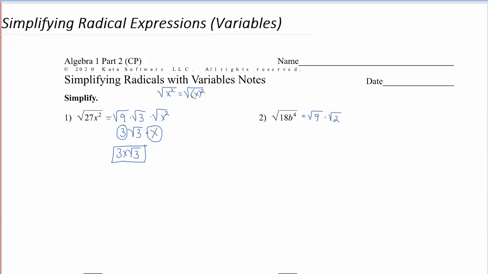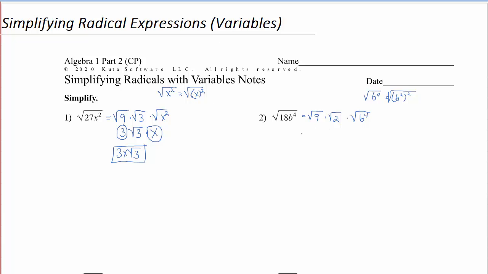And then let's also look at b to the fourth. Now, if we look closely at the square root of b to the fourth, b to the fourth is really b squared, squared. Why? When you take a power and you raise it to another power, you multiply the powers. So 2 times 2 is 4. So what we're really squaring on the inside is b squared. So b to the fourth is a perfect square.